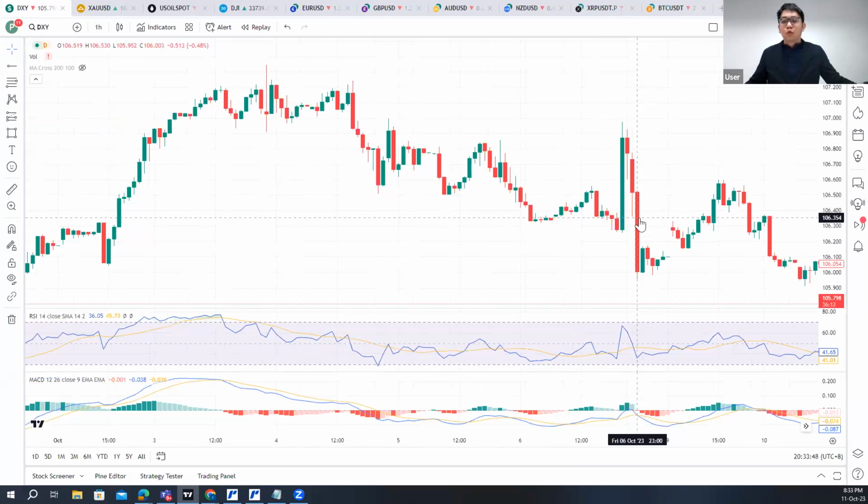So here again, I want to urge that it is very crucial to do risk management. Whenever we enter a trade, remember to set a TP as well as a stop loss point.